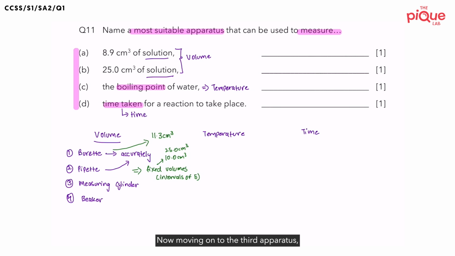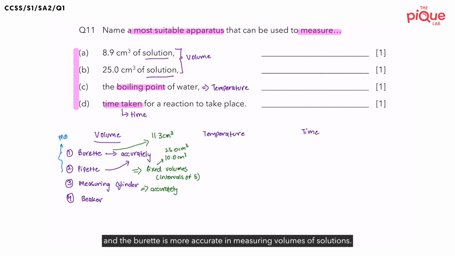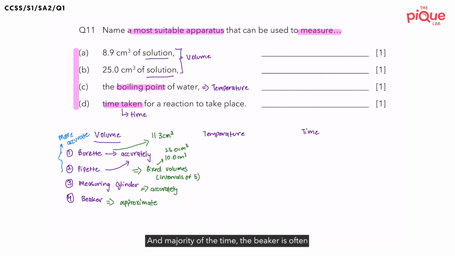Now moving on to the third apparatus, we have our measuring cylinder. Our measuring cylinder over here can also accurately measure volumes of solution. However, if I compare my measuring cylinder to my pipette and my burette, I will say that the pipette and the burette are more accurate in measuring volumes of solutions. Now what about my beaker? Can it accurately measure the volumes of solutions? No, it can only measure approximate volumes of solutions. And majority of the time, the beaker is often only used to hold liquids. So these are the apparatus used to measure the volume of solution.